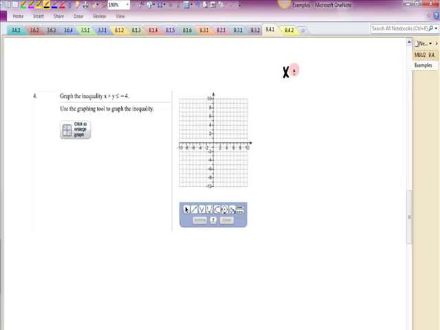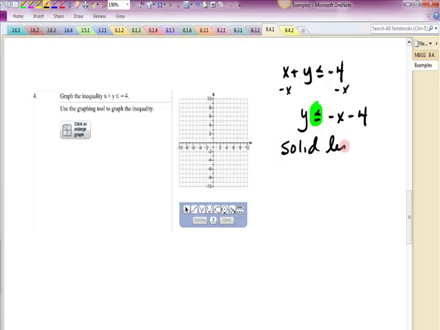I have x plus y is less than or equal to negative 4. Subtract x from both sides. y is less than or equal to negative x minus 4. The inequality symbol, what does it tell me? Because it has equal, I will use a solid line when I graph it. Because it has less than, I will shade below.